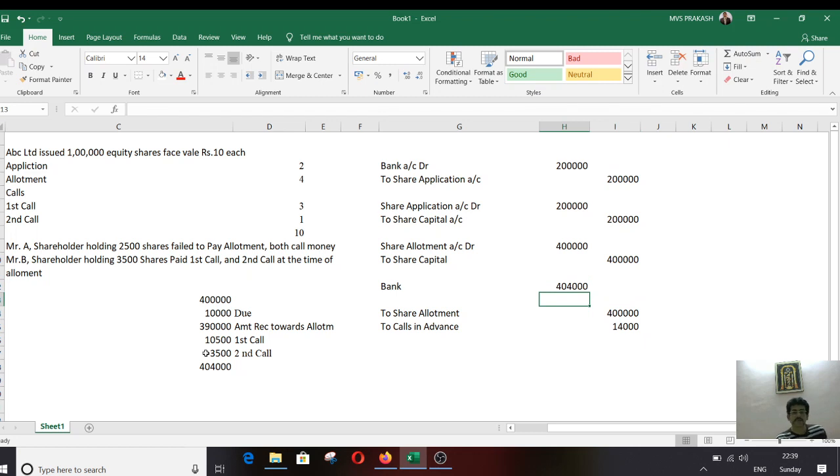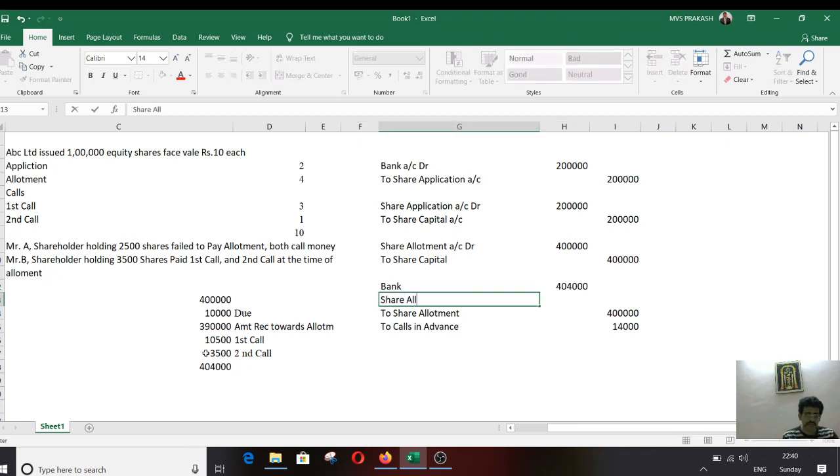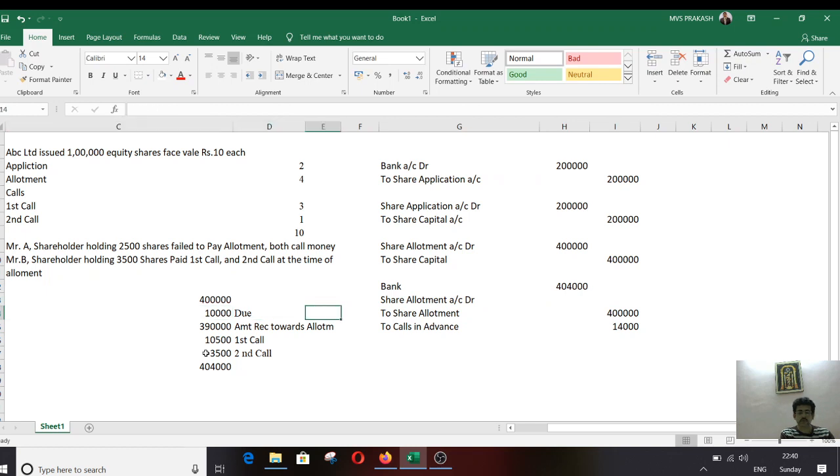Now, we need to understand one simple thing. If the outstanding money is called, I can call that calls in arrears. Now, this is not a call. So what I will do, I'll simply reduce my allotment. Share allotment account will be debited. Earlier you were crediting with what? 4 lakhs. Now the 10,000 is not received.